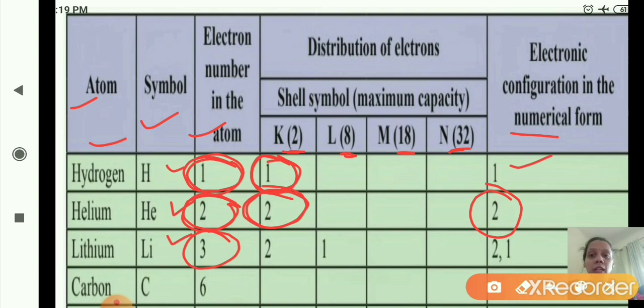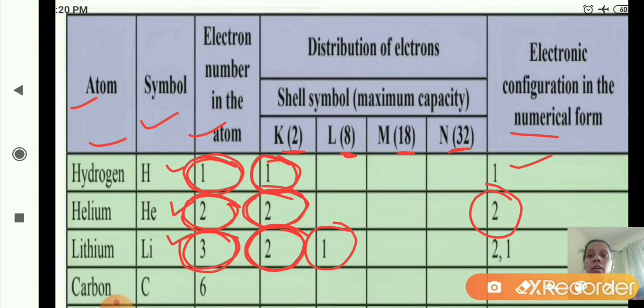So lithium, how many total electrons are present in lithium? 3 electrons, right? The maximum capacity of K shell is 2 electrons only. So in the K shell we will arrange 2 electrons. Now from these 3 electrons, 2 we have arranged in K shell. How many are remaining? 1 electron is remaining, right? So that 1 electron will go in the next shell, that is L shell.